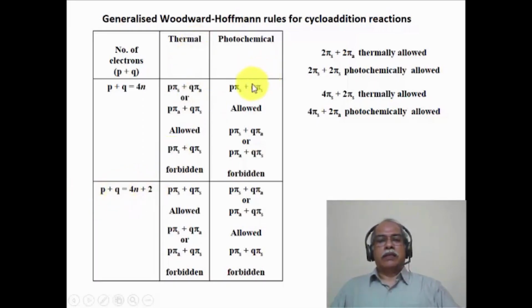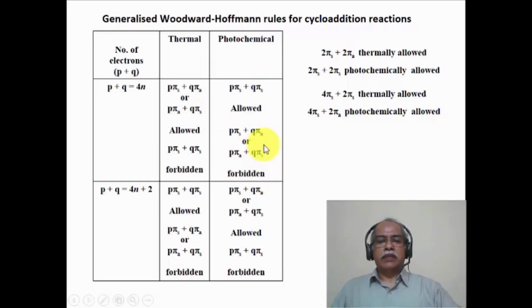Now under thermal conditions and the photochemical condition, the Woodward Hoffmann rule allowedness as well as the forbiddenness of these reactions are very clearly defined in this particular table. For a 4n electron system to undergo a thermal addition, one of the components has to be at least the antifacial component. If both of them are suprafacial components, it is not an allowed process, it is a forbidden process. However, under photochemical condition, if both the components are suprafacial with respect to each other, then only it is allowed. If one of the components happens to be an antifacial component, then it will be a forbidden process.